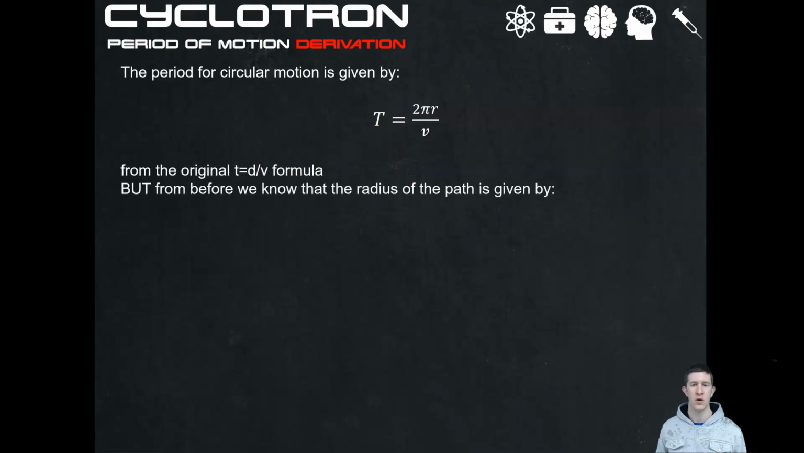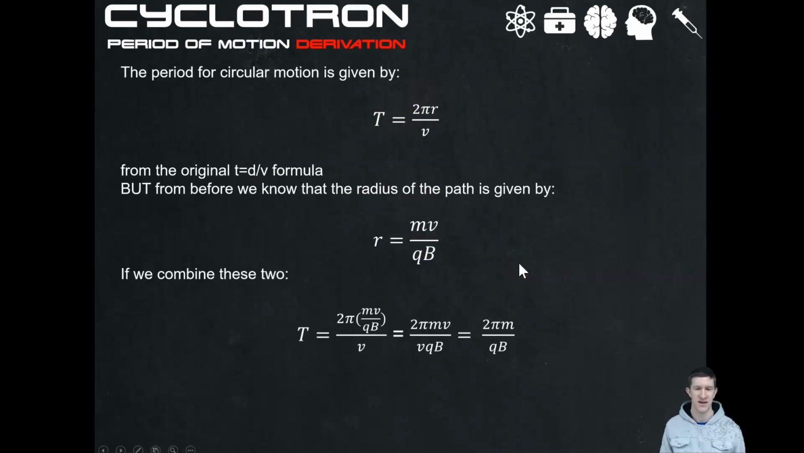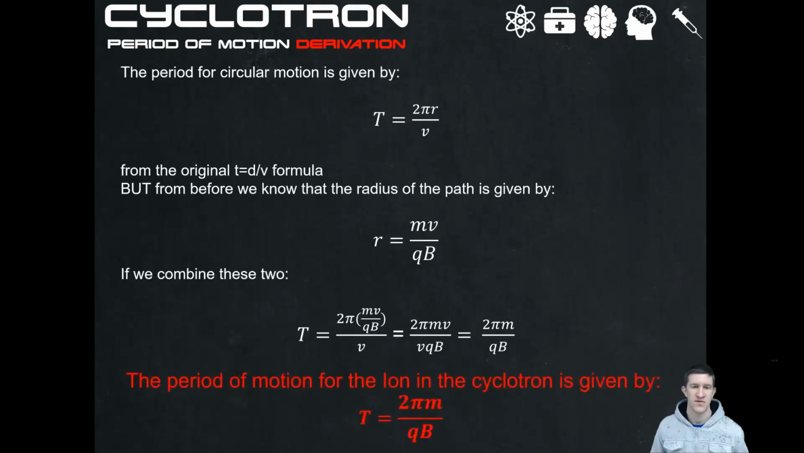But from before, we know that the radius of the path is given by mv over qB. That's the radius of the path within a magnetic field. So if we just combine these together, we've got a radius here at the bottom in terms of a magnetic field, and we've got a radius here that's related to a period of motion. We mash them all together, cancel a few things out, do some rearranging. We end up with this formula that T is 2πm over qB. So we've derived this formula.